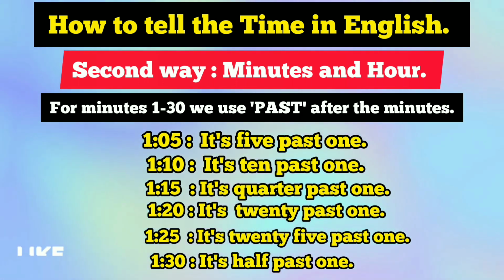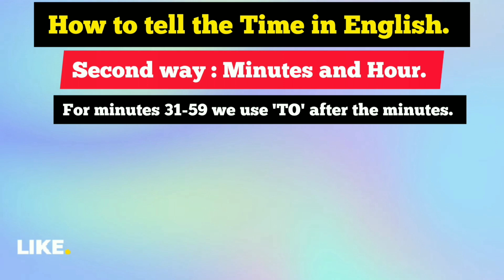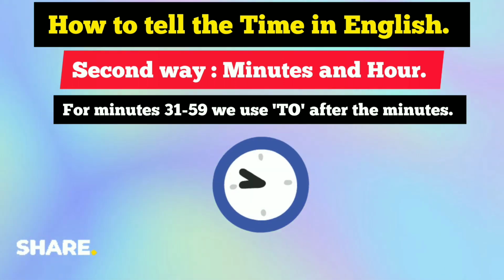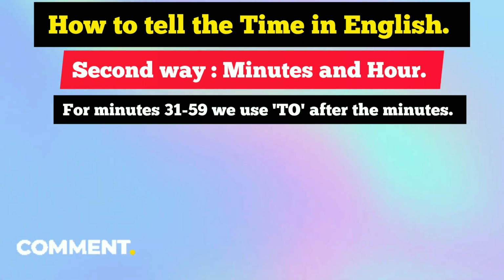up with the hour. After that, for minutes 31 to 59, we use to after the minutes. The previous category is from 1 to 30, we use past after the minutes. But here, for minutes 31 to 59, that means after 30, 31 to 59, we use to after the minutes. So let me show you, then I'm quite sure you will be able to understand.